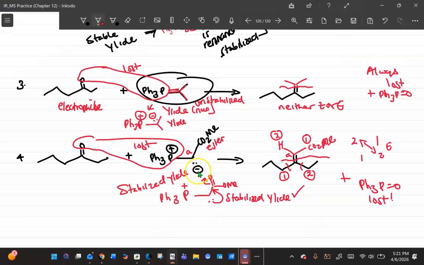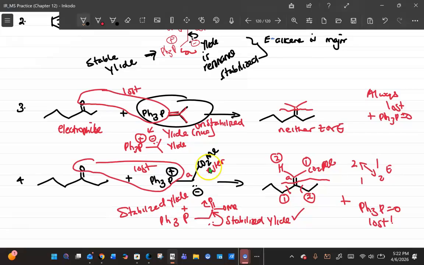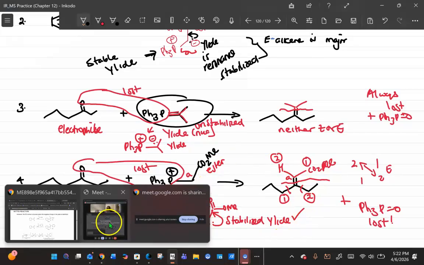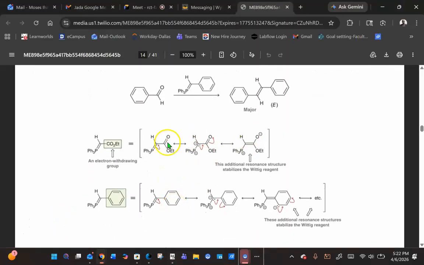Okay, so let's do the mechanism. So if you're going for the Z, well, the mechanism is the same, only that you'll have to force it to either be a Z or E. Mechanism is always the same. You see how they're showing resonance stabilization here? They're not showing any rotation. They're just saying this thing is resonance stabilized.